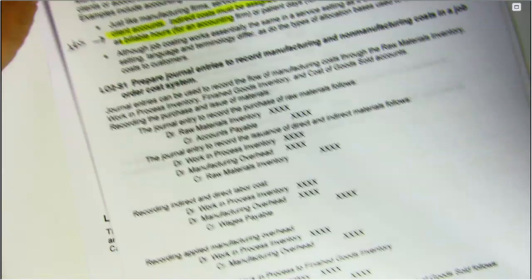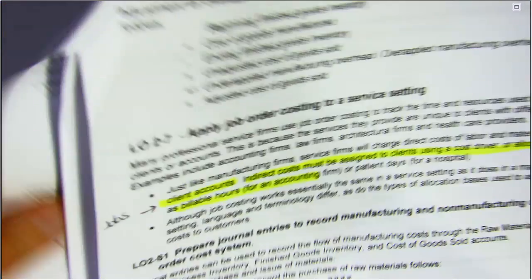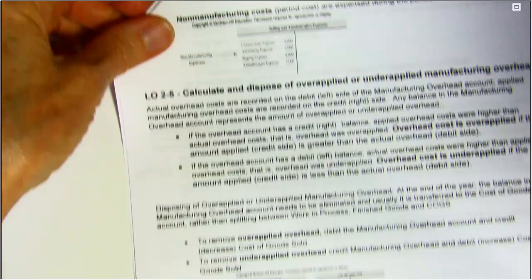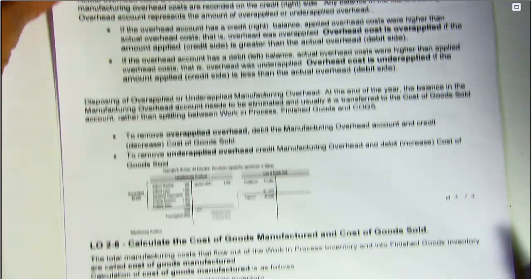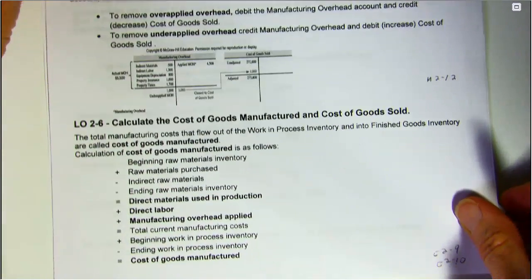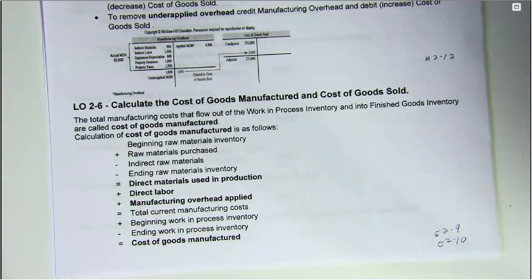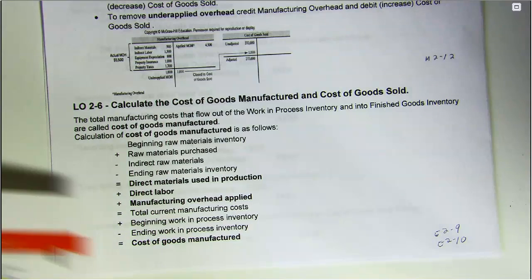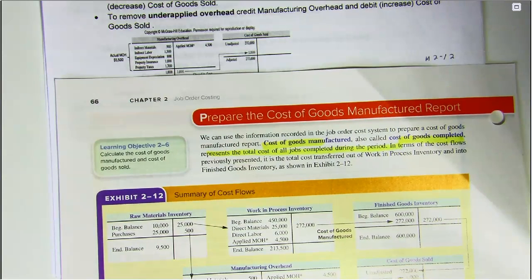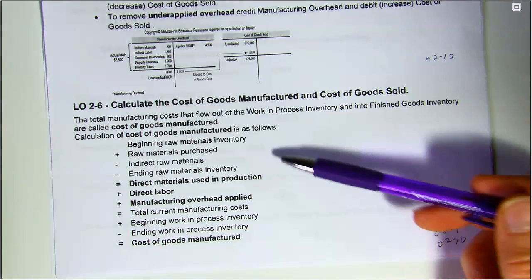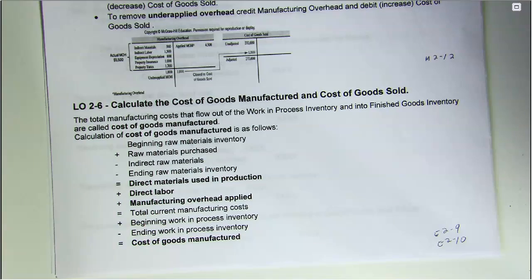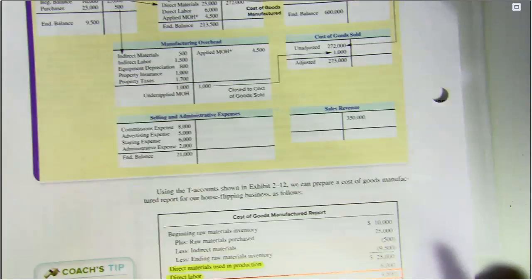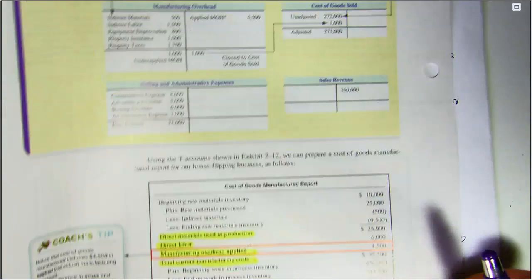Okay, so let's get started on our topic for today's mini lecture, and that is Learning Outcome 2-6, how to calculate the cost of goods manufactured and the cost of goods sold. But instead of using our notes, I'm actually going to pull in page 66 from our textbook, just because I think it's easier to follow things when you have actual numbers rather than just account names listed. Okay, so we are now on page 66.